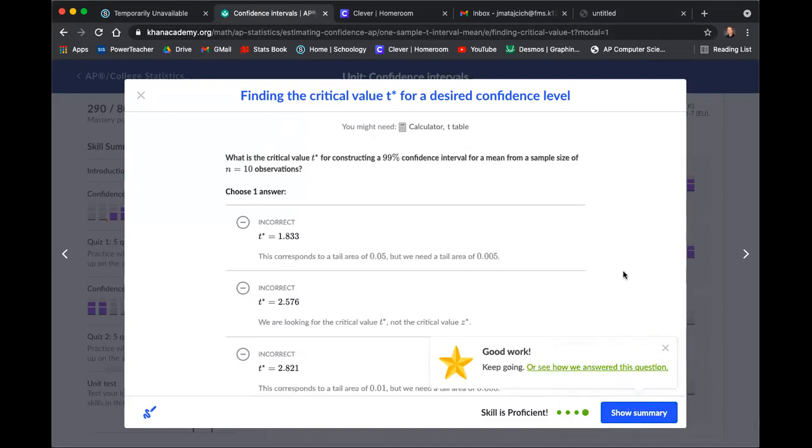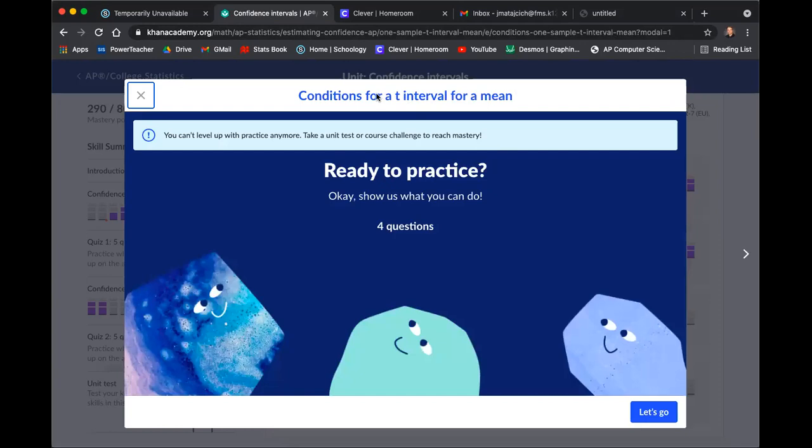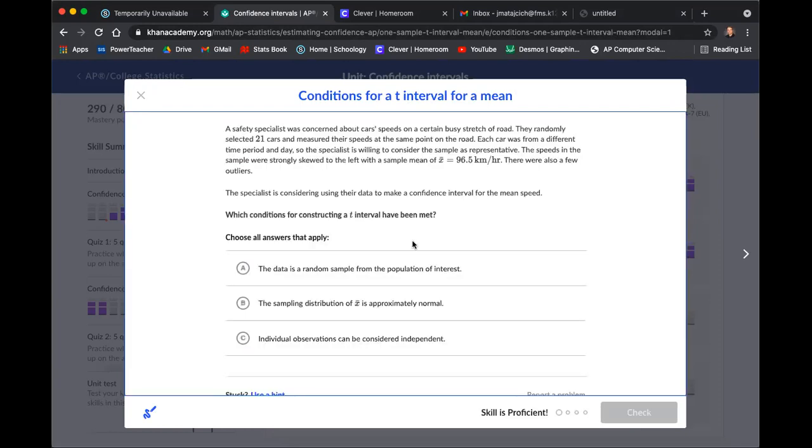Awesome. So let's do a couple more example problems where we look at conditions. Conditions to do a t interval, to create a confidence interval using the t distribution for means. So we got the safety specialist. They randomly selected 21 cars. So for these three conditions, the random, normal, independent, they met this first one. They randomly selected 21 cars.